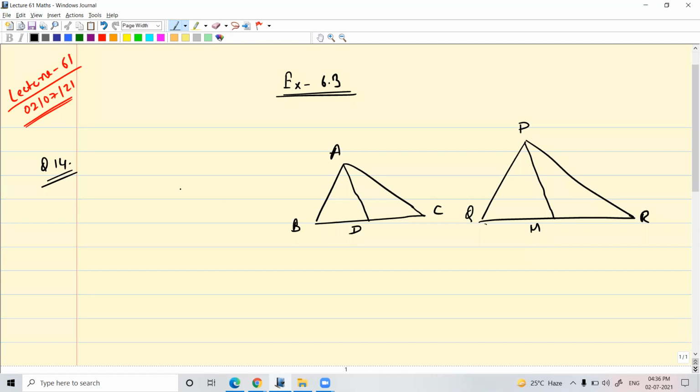Okay. They have said that AB, AD, and AC, these three sides are in proportion, right? So how do we write it? Let's write it down first. What is given? AB by PQ is equal to AC by PR is equal to AD by PM. Everyone agrees? This is what is given in the question.